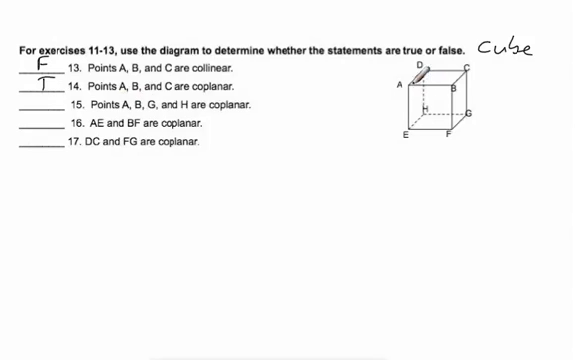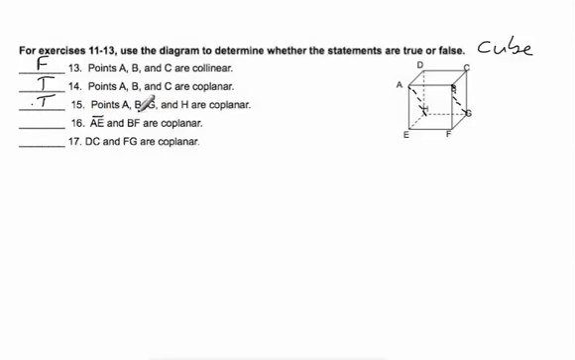Points A, B, G, and H are coplanar. Now, instinct might tell you, your initial intuition might say that's false. But when we take a look at this figure, there is a plane that passes through these 4 points. I could lay a slant plane, basically, going along a diagonal through this box, and I could capture points A, B, G, and H. So that is true.